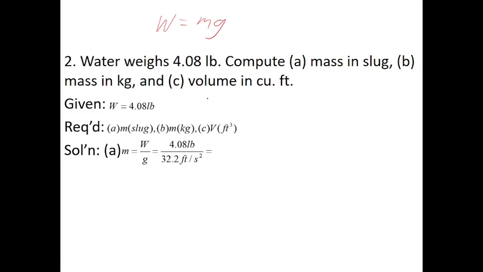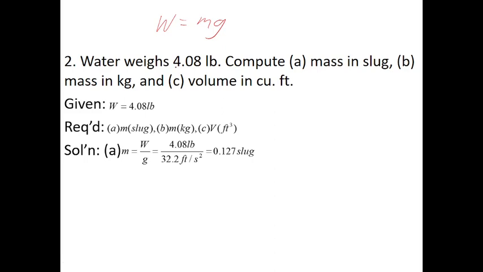So we have here British gravitational units. So these were used, British gravitational units. So I have here pounds. Therefore, the corresponding acceleration due to gravity is in terms of feet per second squared, which is 32.2. No? That is 32.2. So what will be our answer? Our answer is 0.127 slug.